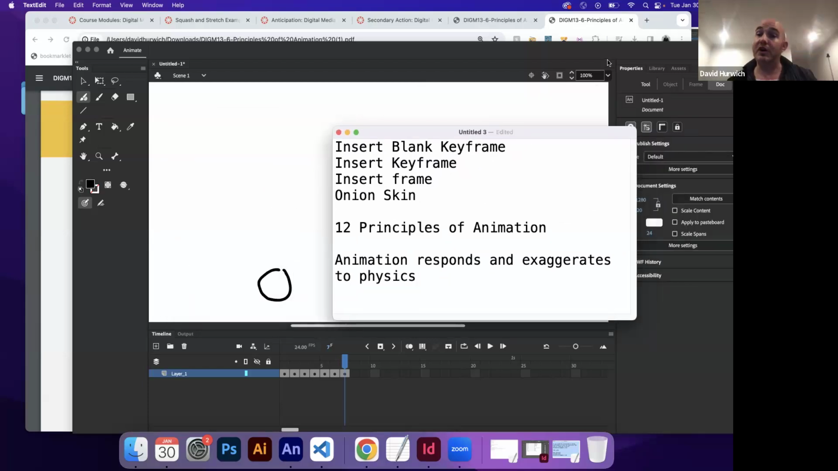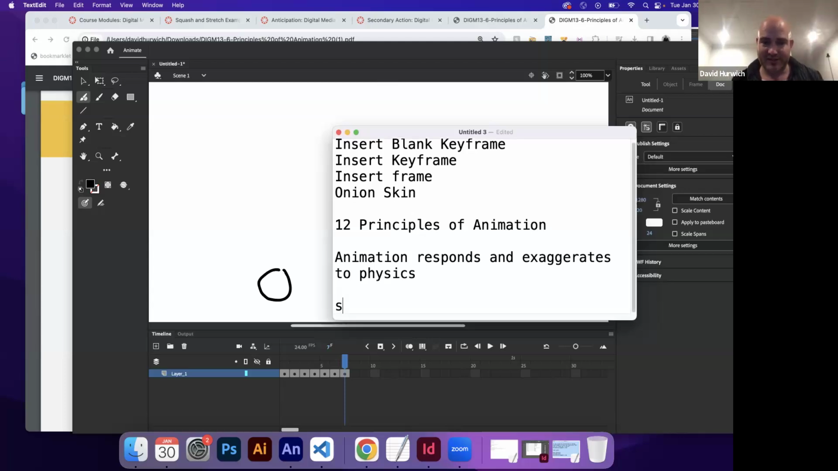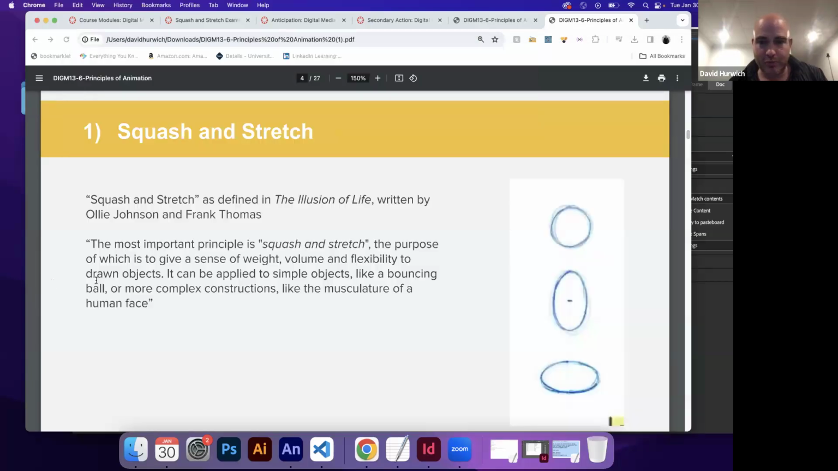Well, when your ball is falling, in terms of physics, what it's really doing is speeding up, okay? Or it's gaining momentum. So how do we show that? Well, what we usually do is our object will stretch a little bit, okay? Kind of like silly putty.